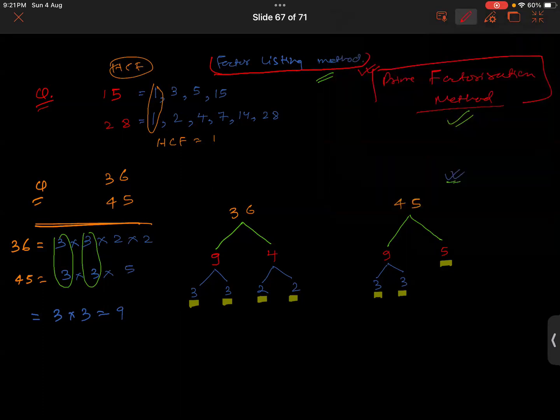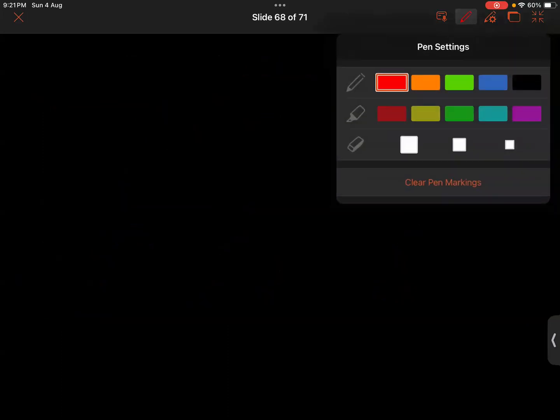Sumaya, you understood this? Yes. Okay, come on, you guys. I'm giving some more questions to solve. Now this time I'm giving three numbers. They are small numbers: 12, 48, and 72. You have to find the highest common factor of these three numbers using the prime factorization method.